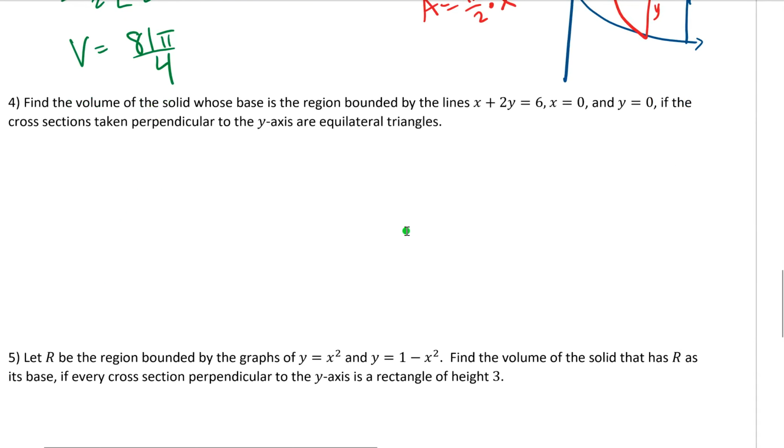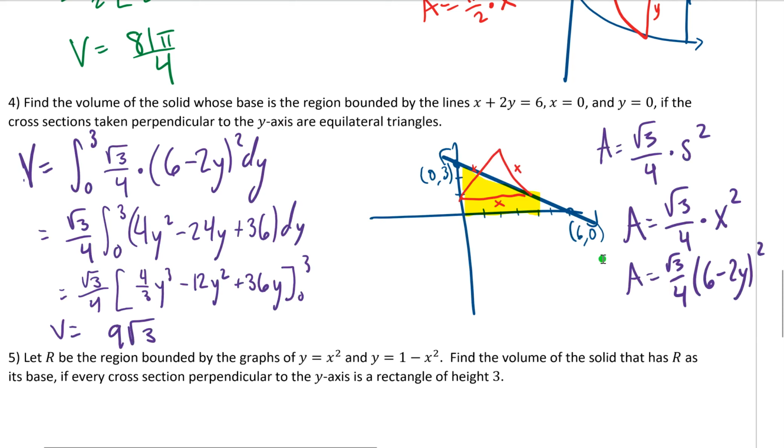Let's see if you can get this set up and do this question. The tricky part with this one is it will say perpendicular to the y-axis. So in this question, we don't use dx, we have to use dy. So let's go ahead and see if you can do it. Make sure to draw a nice little picture and have fun.